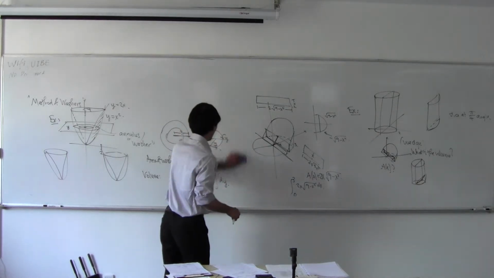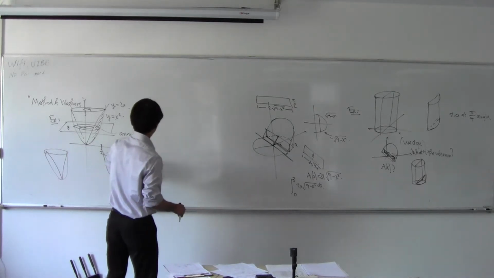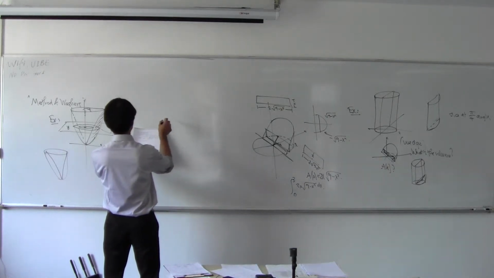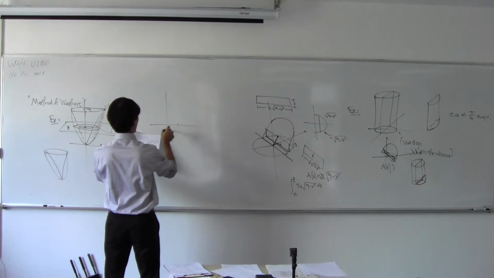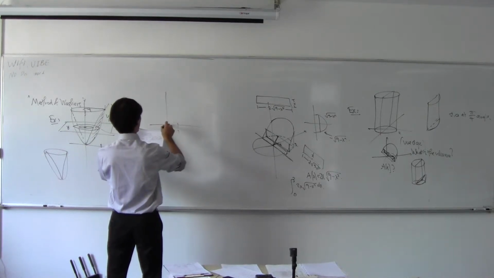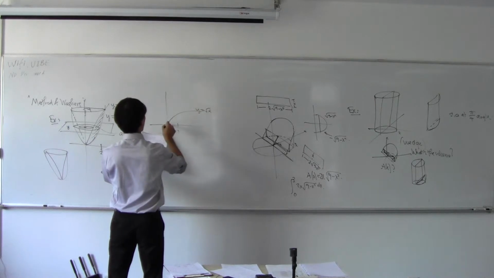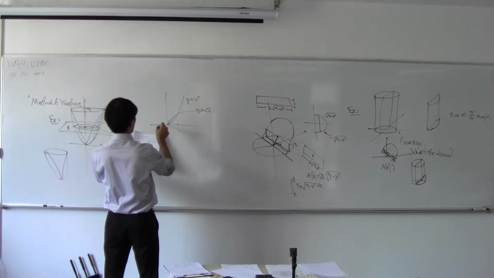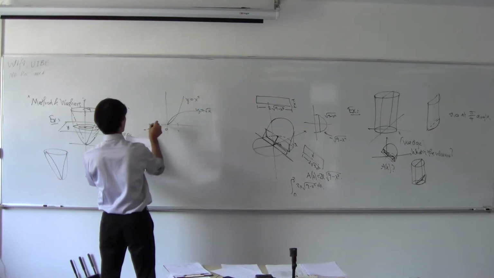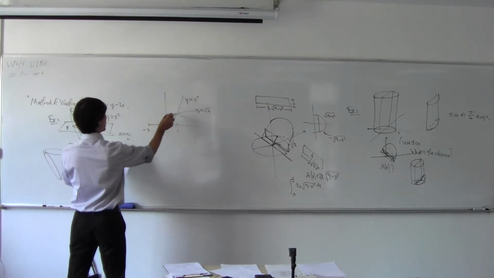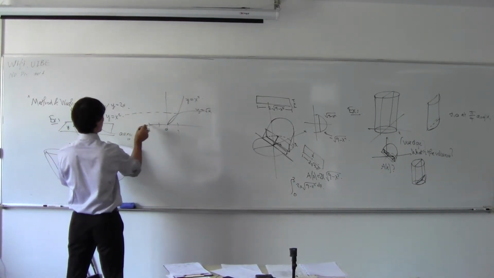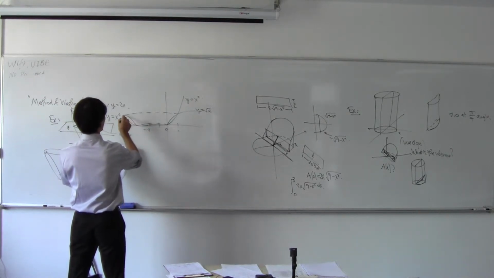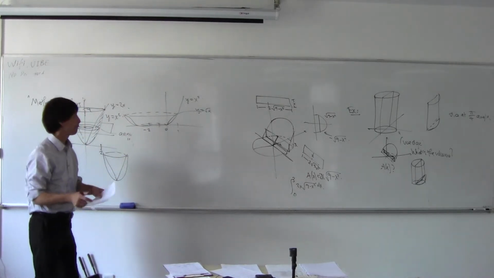So let's finish up with one more washer problem, which is this one. Between 0 and 1, you have y equals the square root of x, and you have y equals x squared, and you rotate that around x equals negative 2. Okay, so you take that object and you rotate it around x equals negative 2, and you get this thing.